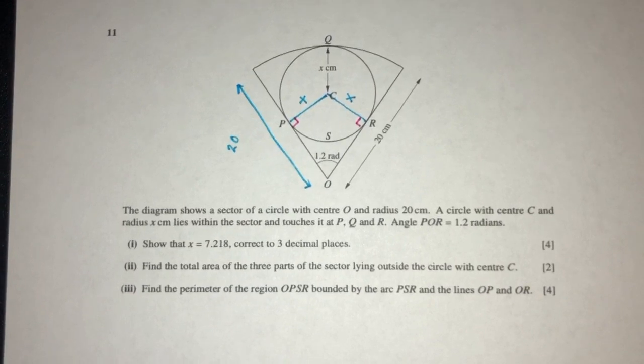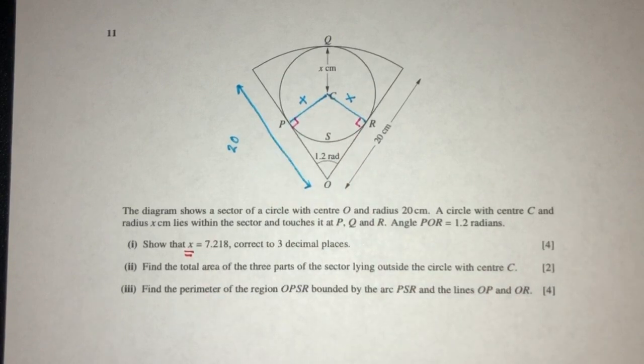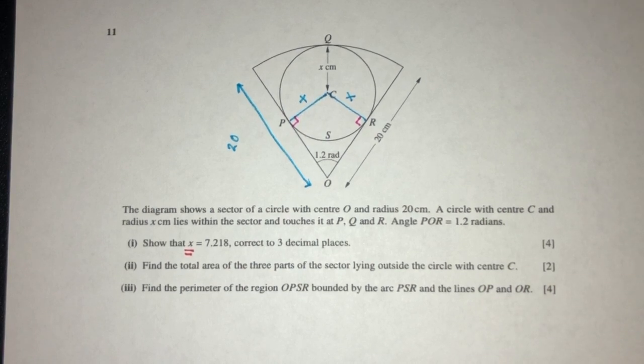So part 1, we have to show the angle x is 7.218 correct to 3SF. Oh, it is not the angle, it is the value of x. So we have to show the value of x right here is 7.218 correct to 3 decimal places. So what can we do? One thing we can do here is use the values that we have, and let's see what we can derive.